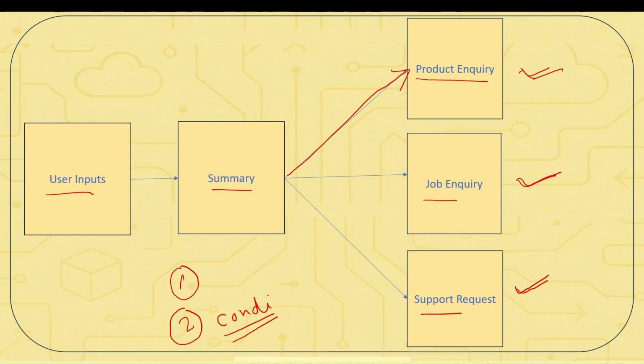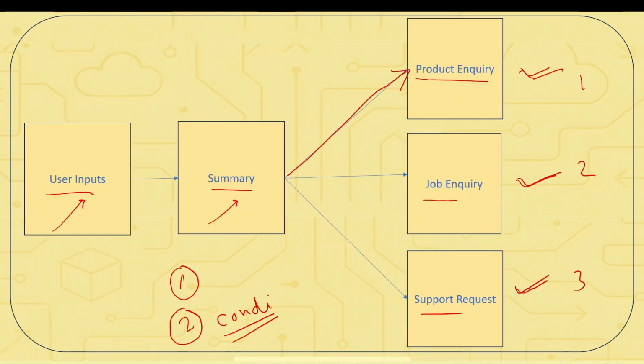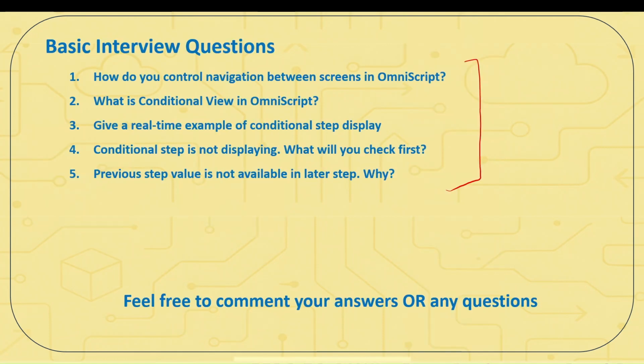So based on the input from the user, it will be summarized here, and out of these 3 screens, one of the screens will be shown to the user. Based on this discussion, you can try this question. Even though this use case is very simple and generic, it is very useful in different domains like insurance, banking, etc. This is what controlling the navigation between screens in OmniScript is, or you can say conditional view.